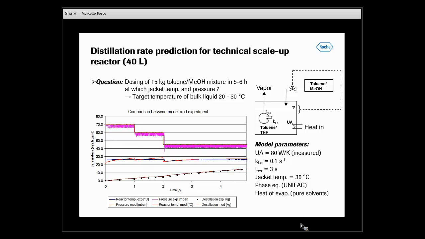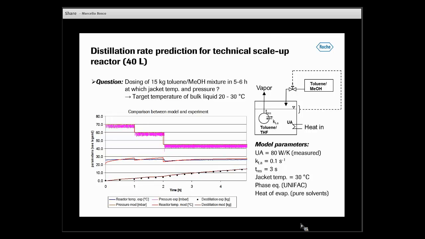If you look now at the graph itself, we see the temperature levels of between 20 and 30 degrees could only be held during the distillation itself when we do pressure steps. So in the first hour, we were at about 70 millibars, then we go down to 60 millibars, and in the end we were at about 45 millibars. And you see the prediction and the real measured values of the temperature itself was very accurate, but also the distillation rate was very good.